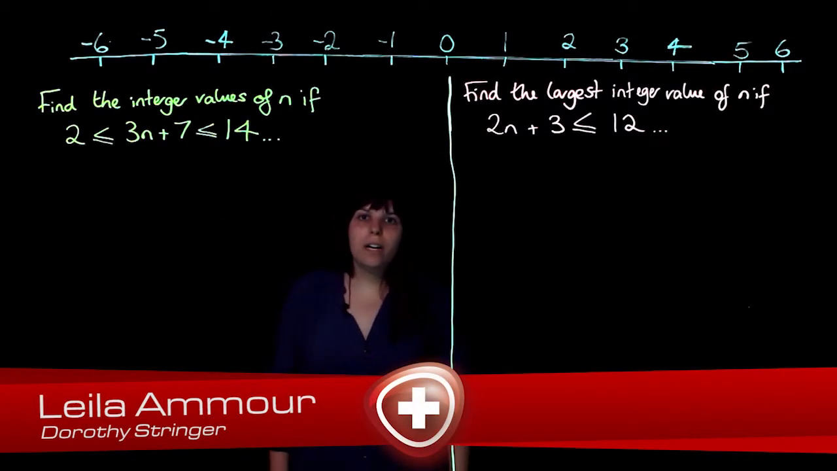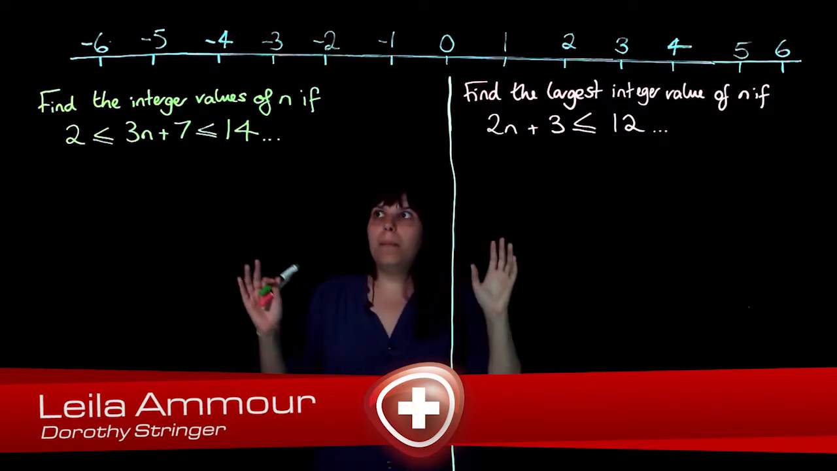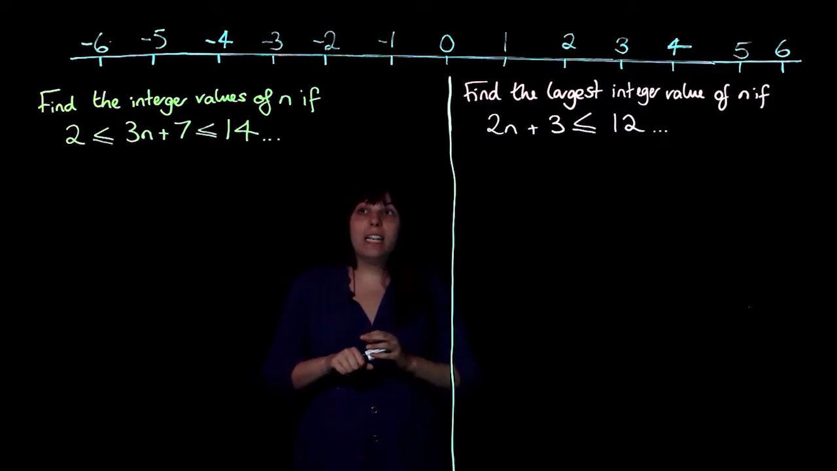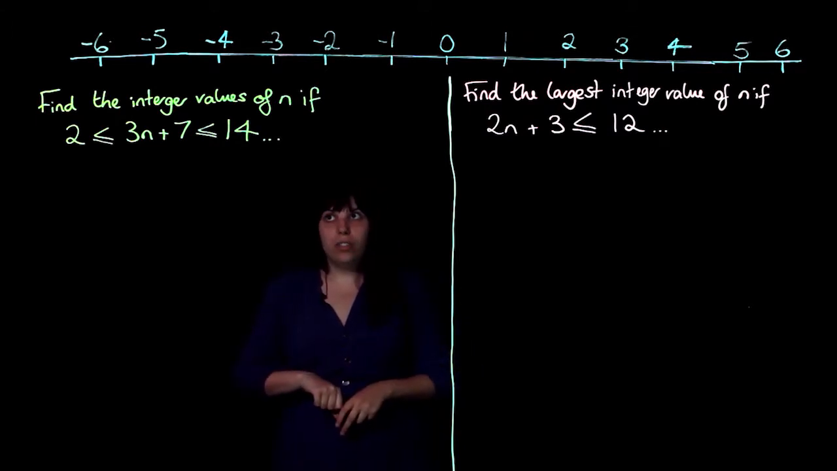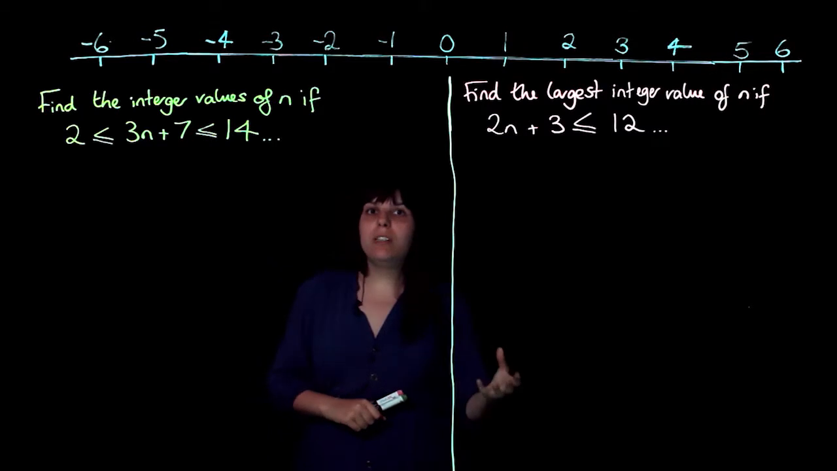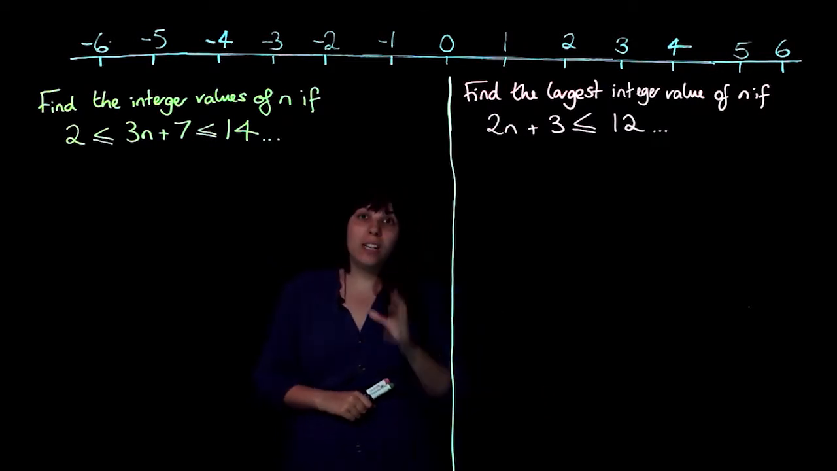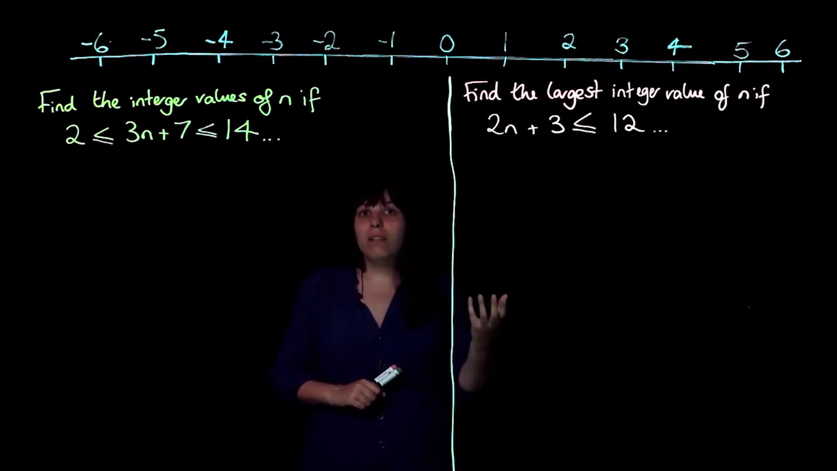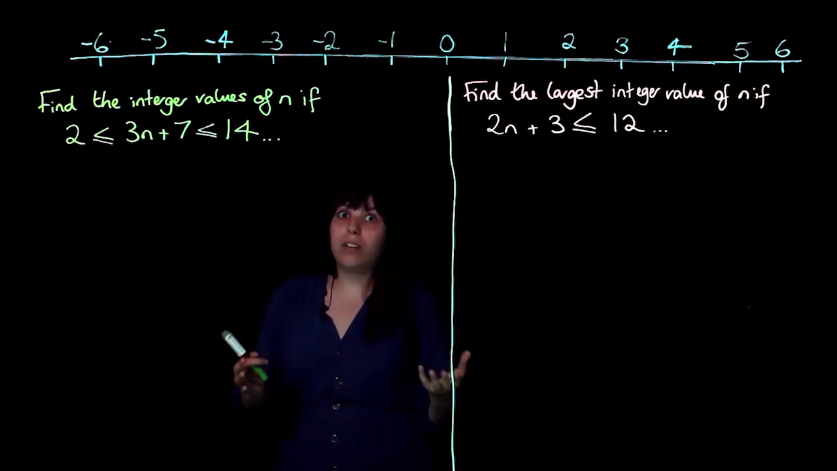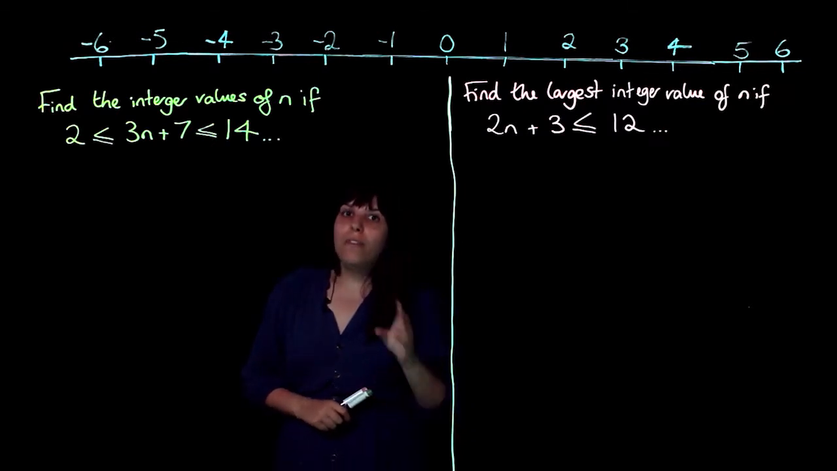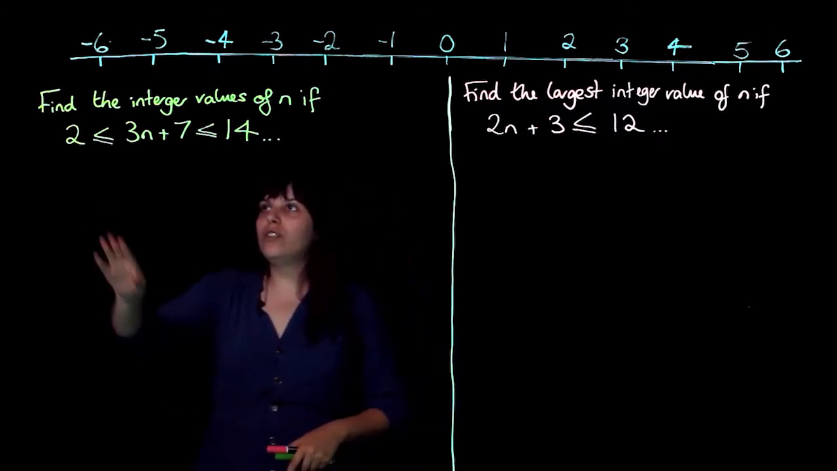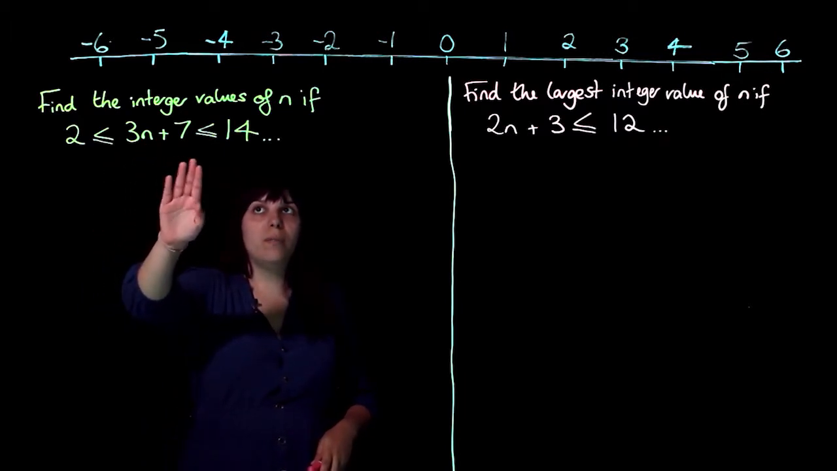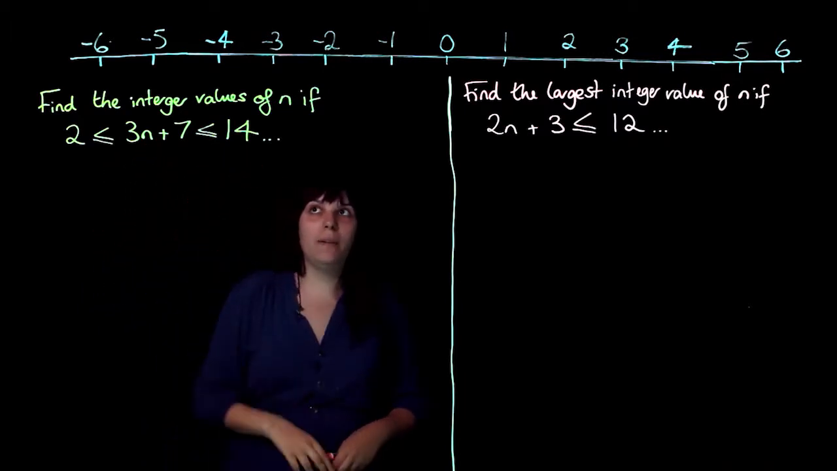In this video, we're going to be looking at examples of inequalities that need integer solutions this time. Now, integer means whole number, and it's the word integer that you'll probably see in the exam paper rather than whole number, because it's the correct word to use. So, for the first one, we have 2 is less than or equal to 3n plus 7, which is less than or equal to 14.